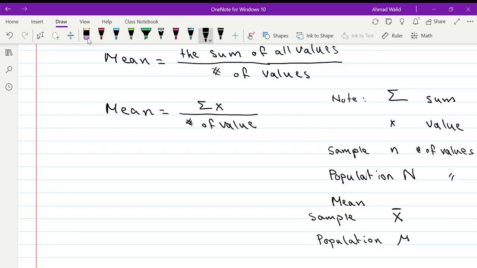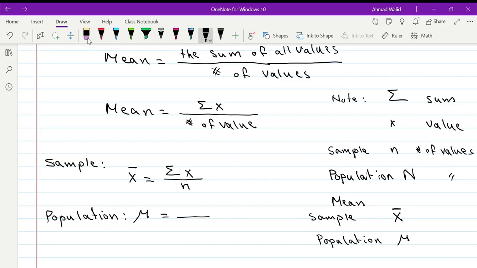Now, using all these notations, if I'm dealing with a sample and I want to find the mean of a sample, then x bar equals sum of the x over lowercase n. If I'm dealing with a population and I want to find the mean of a population, then I will write mu equals sum of the x, sum of your data, over capital N, which is the number of values.